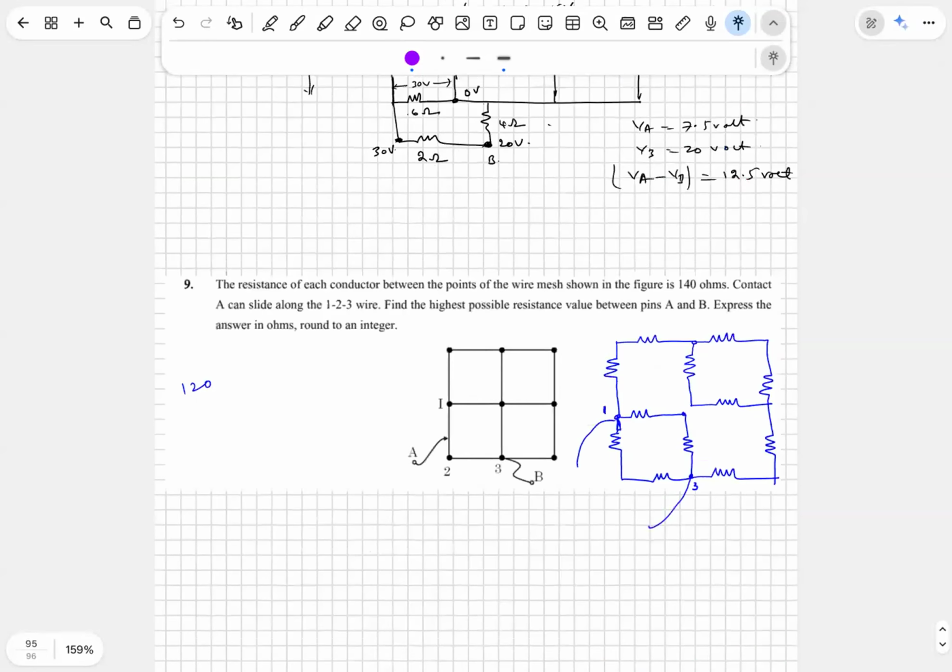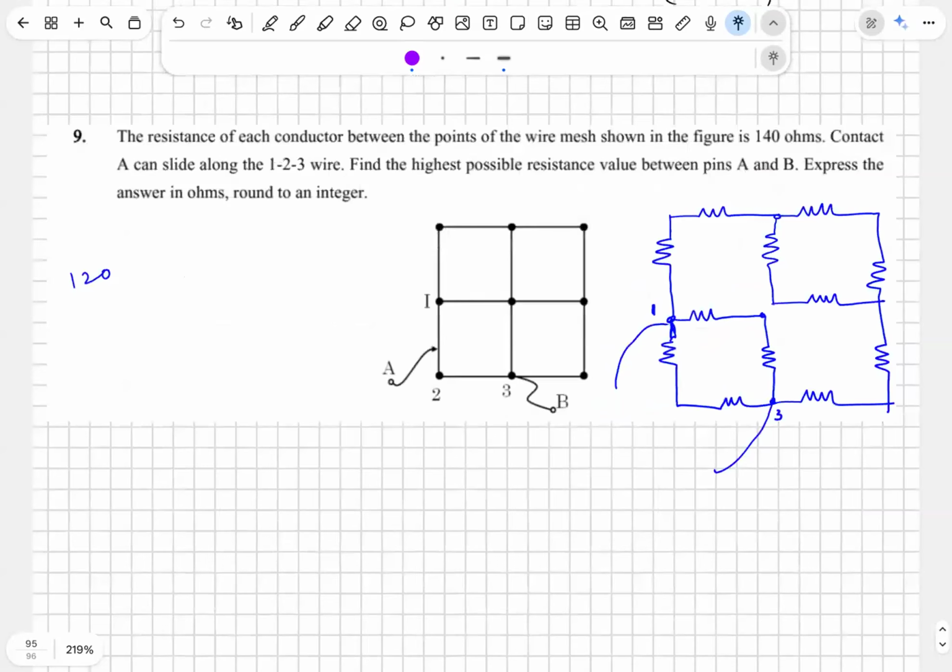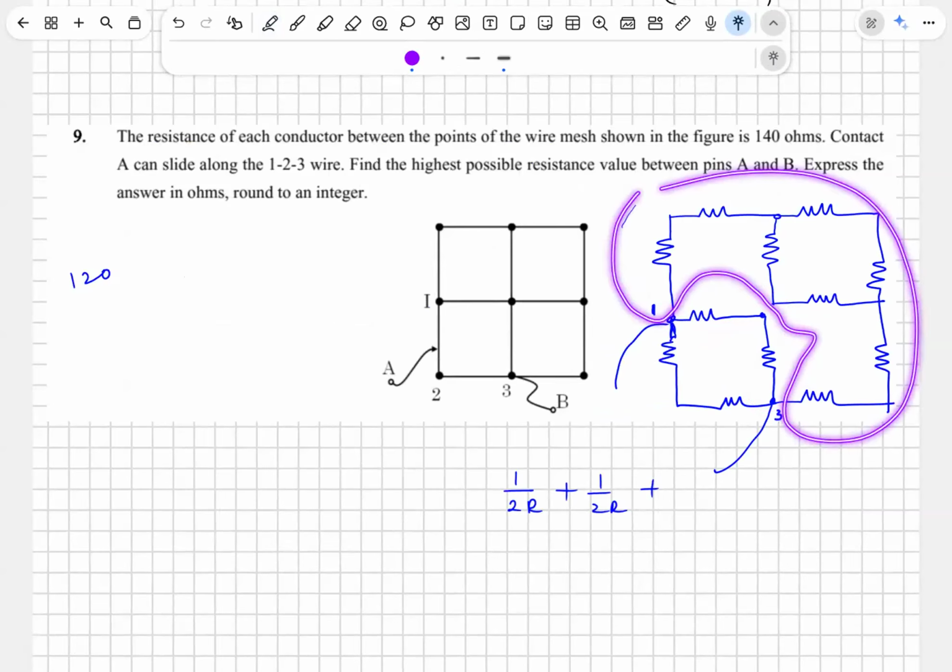Take a minute, let me just check. This one only, no? Okay. What is there? We will do one more time. 1 by 2r plus this part. 1 by 2r plus this part.